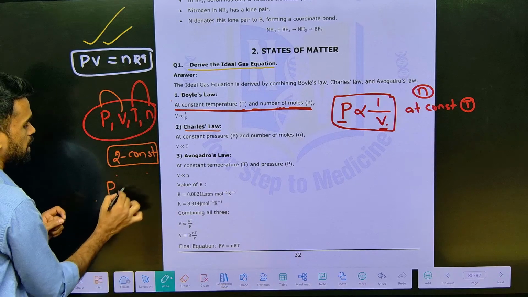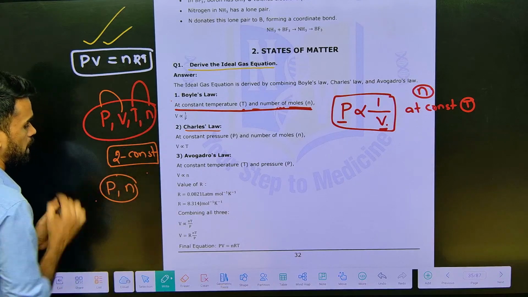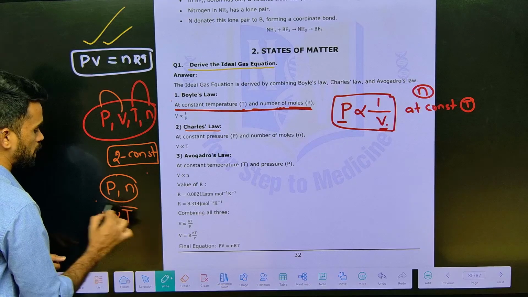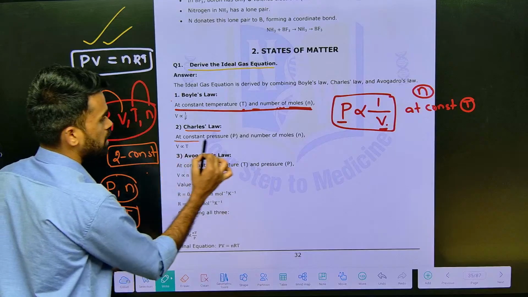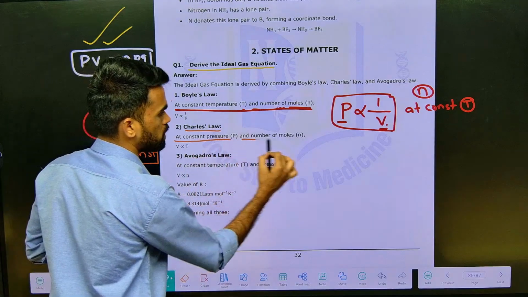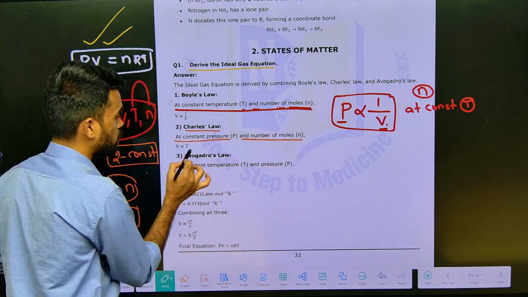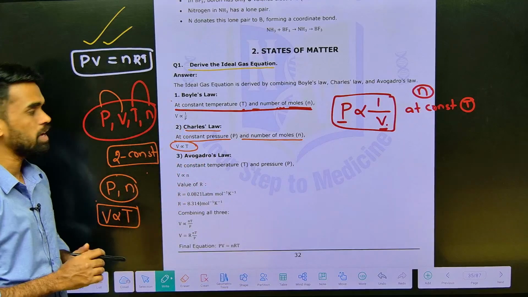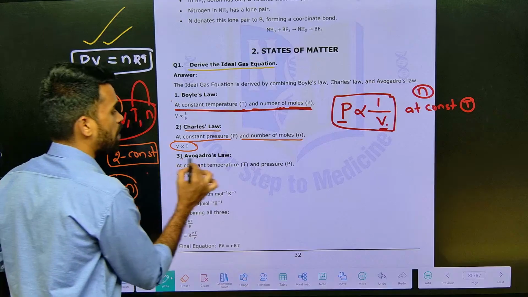P is constant along with the amount of substance. P and N are constant. Now the volume of gas is directly proportional to temperature. At constant pressure, and the amount of substance is also fixed, V is proportional to T. This is Charles' law. The next one here is Avogadro's law.